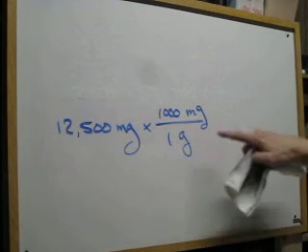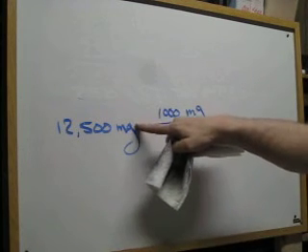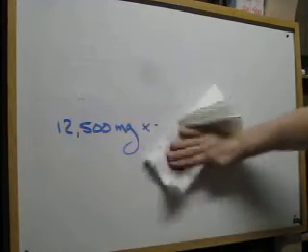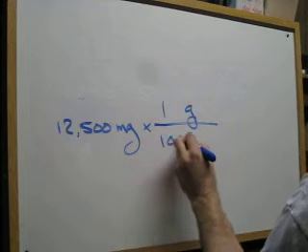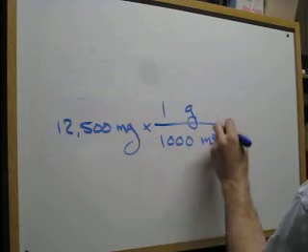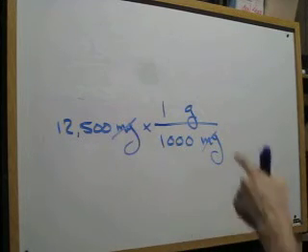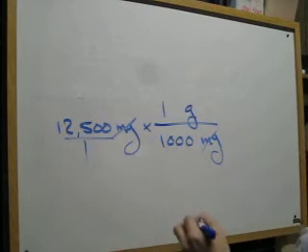Oops, got this backwards. Notice I've got grams down here that doesn't jive with this one, so I got them upside down, so I need to flip them. 1 gram over 1,000 milligrams. Now I can cancel my units. I'm left with grams. Put that over 1.